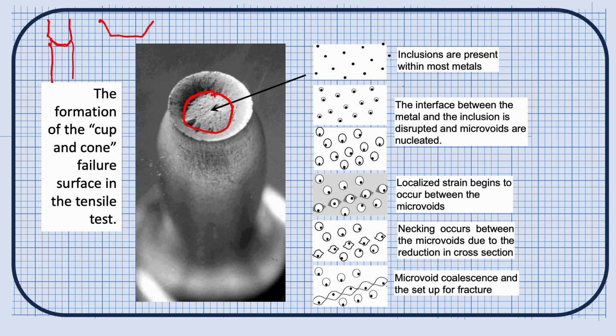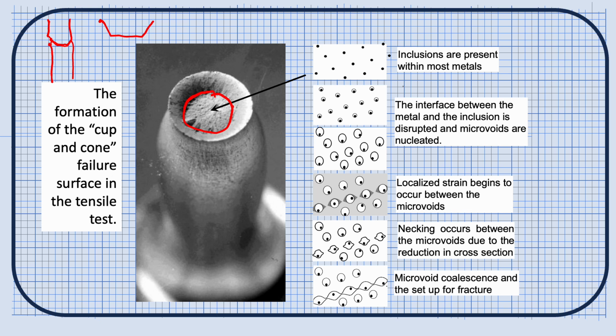And so what causes this first part of the failure to occur? In all metals, there are basically undissolved particles. We call them inclusions. And the interface between the inclusion and the metal is the first thing that's likely to separate under tension. And so it will look like this as we're pulling on the sample. The metal will delaminate or pull away from the inclusions.